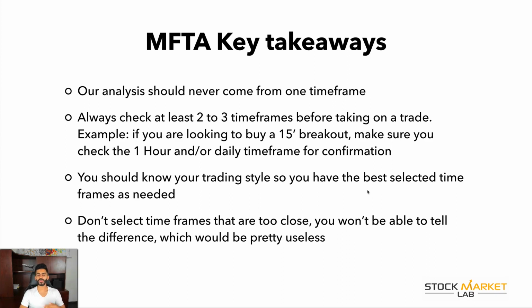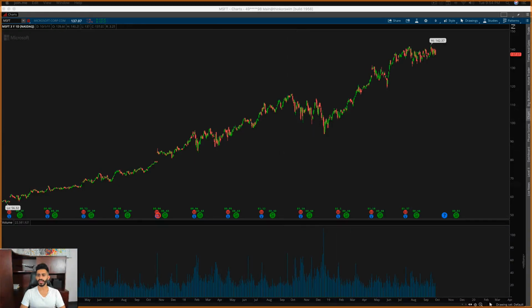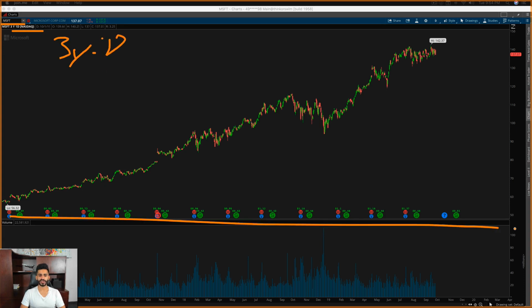Now, next, I'm going to show you guys some examples of me going through some stocks and breaking them down so you guys can actually see live how multiple time frame analysis actually works. All right, so if you take a look right here, we are looking at stock Microsoft. We are on a 3-year, 1-day chart. That means all of this information represents information for 3 years, and each candle represents information for 1 day.